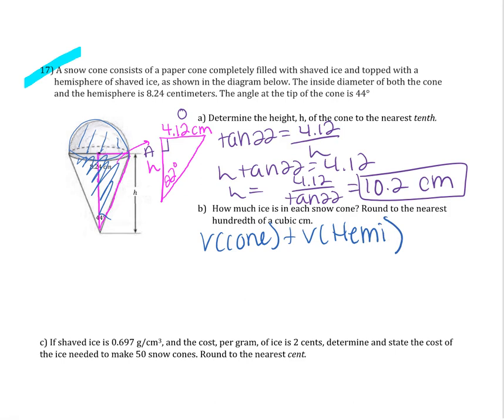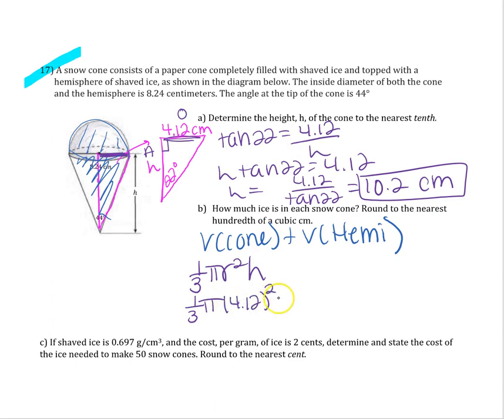All right, so starting with the cone. Volume of a cone is 1/3 pi r squared h. The radius, as I already mentioned, would be 4.12. And the height I just found in the first part was 10.2. And sometimes you guys ask me, do I use the 10.2 or do I use the unrounded answer? If they're asking you in the problem to round, then it's implied that you can use that rounded answer in the next part to make your life a little bit easier. Okay, so I'll eventually plug that in.